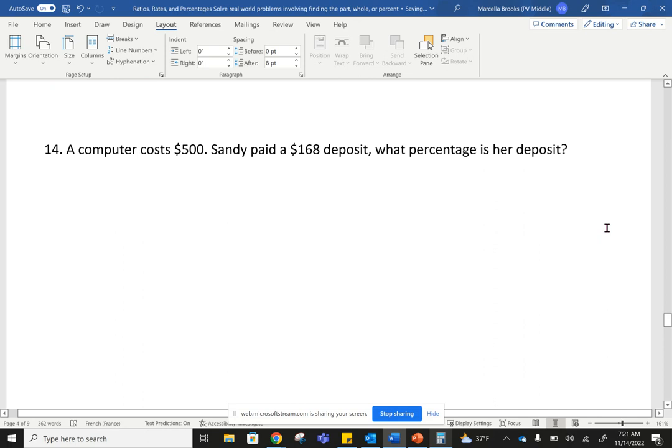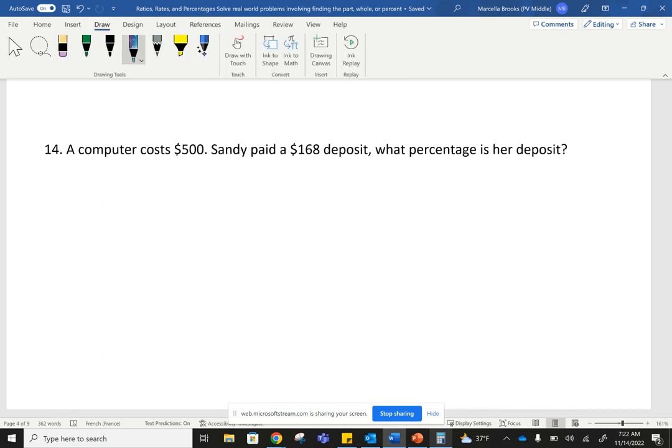All right, number 14. A computer costs $500. Sandy paid a $168 deposit. What percentage is her deposit? So just a quick little download here. A deposit is money you put down for a bigger purchase. So like if you buy a car or a house, those are huge purchases. You're not just going to lay down whatever $50,000. You're going to lay down like $3,000, right? As a show of good faith. Okay. So actually I'll set up this one because that is confusing.